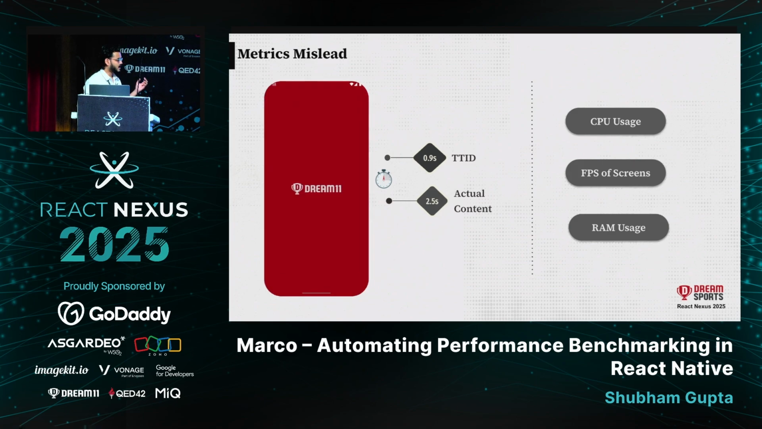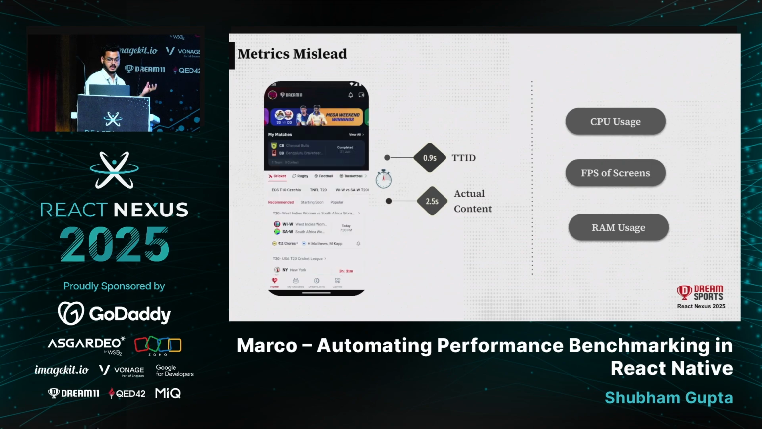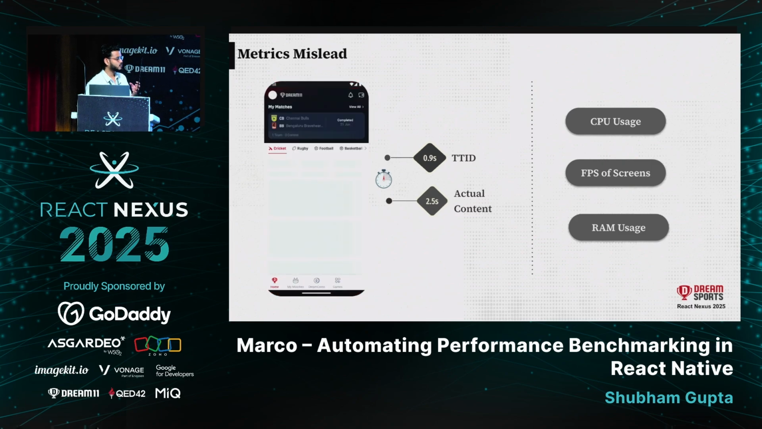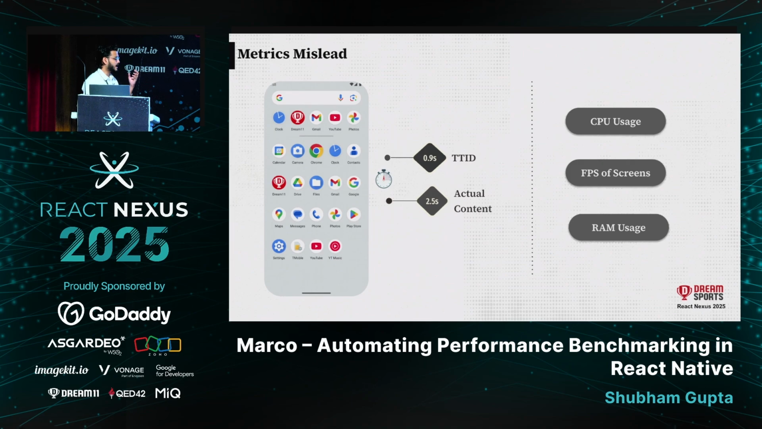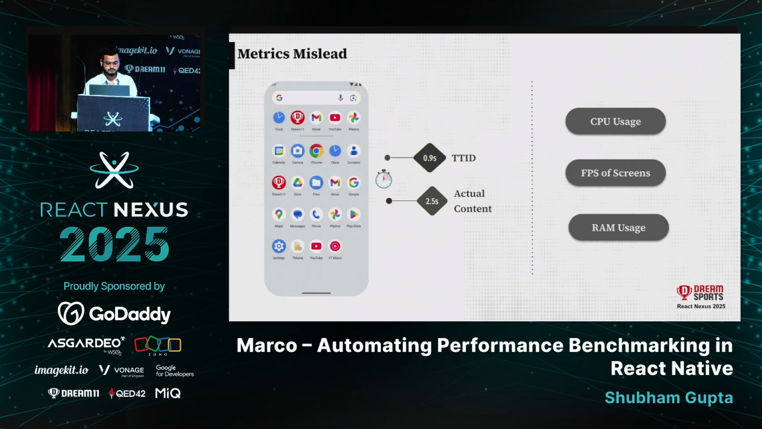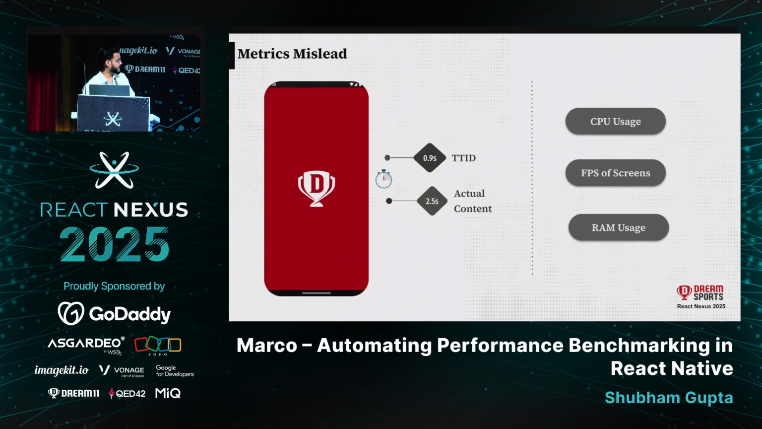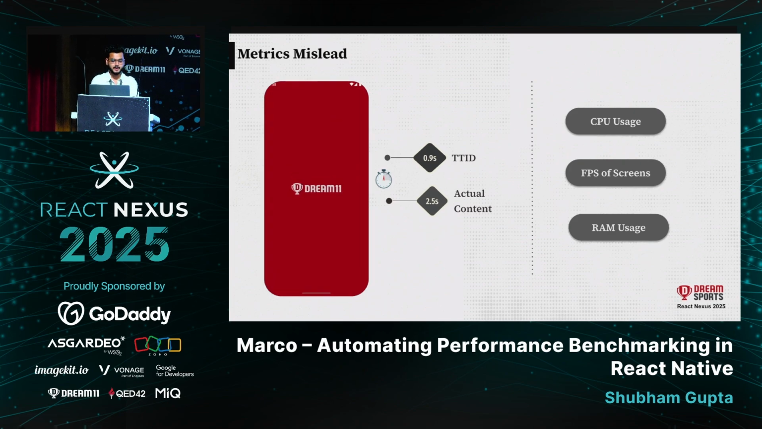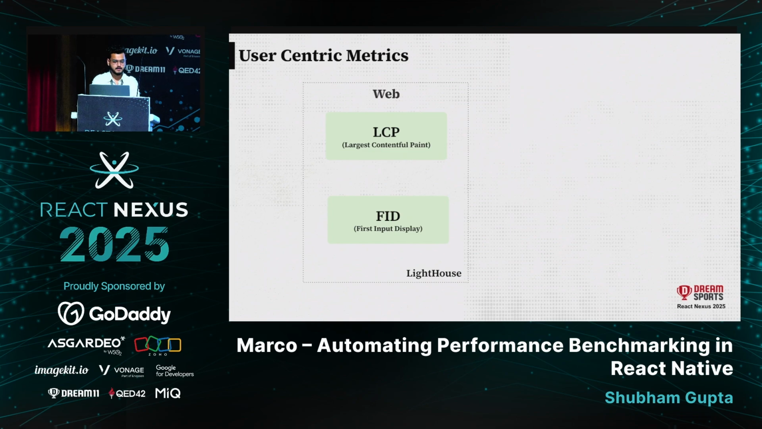While these metrics are good to see what happens behind the scenes internally, they are not useful to tell when the app is really usable for the users. So we need some way to track when the actual meaningful content is painted on the screen. To solve this, we can take inspiration from the web platform.